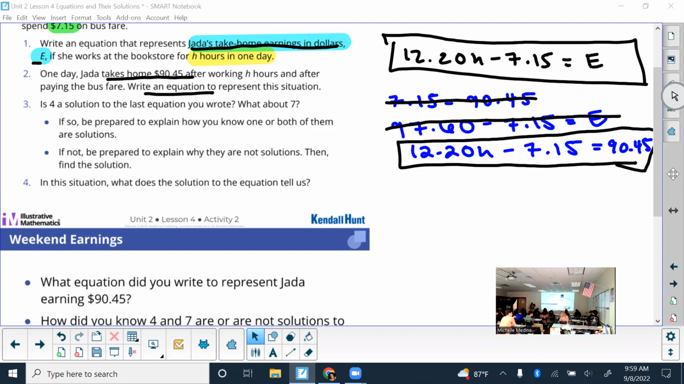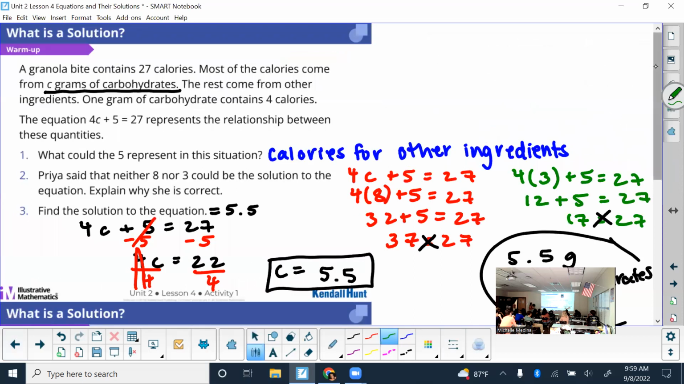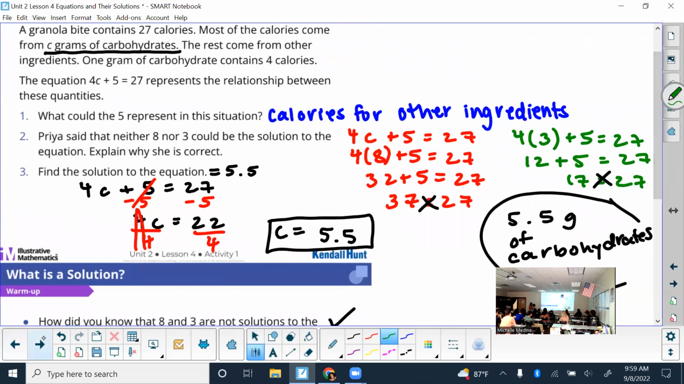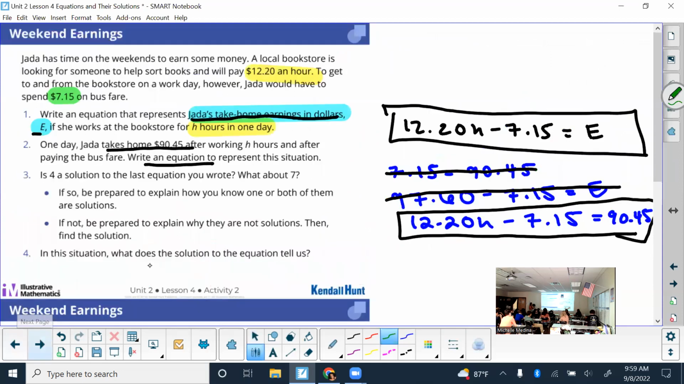Brendan? Oh, not right now. Wait till there's a pause and then after. But since you raised your hand, why are they not solutions then? That's not a good enough answer. How did we know in the first one? What did we have to do? We're on the question that's on the screen. It's not printed on your paper. I have no idea.